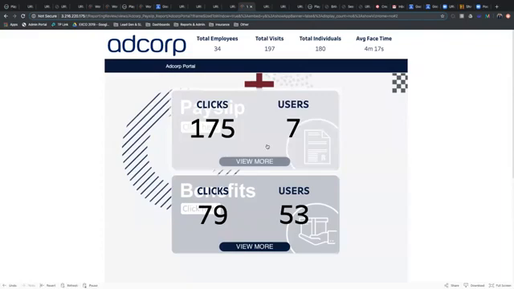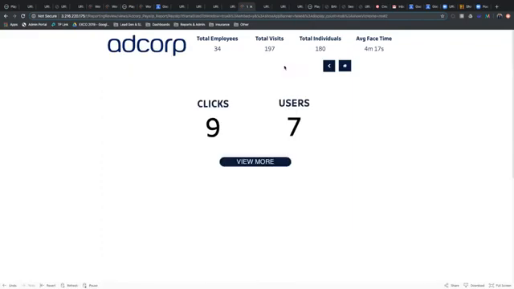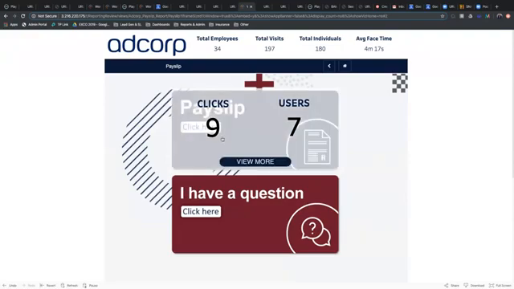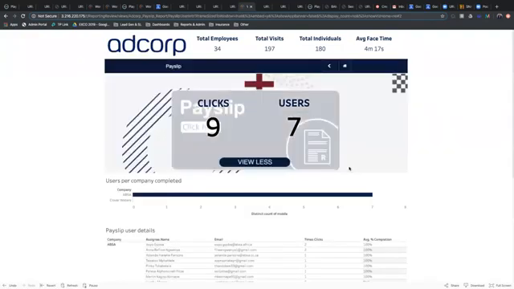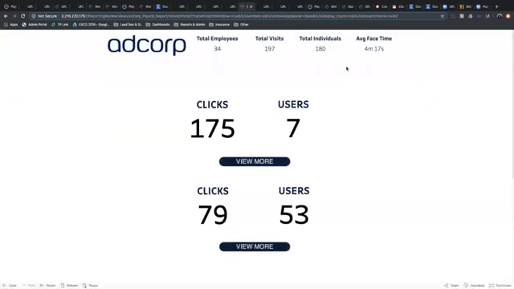How many people have downloaded their payslip this week? I want to see who those people were, how many of them actually accessed their payslip, and I can access the clicks or the users. In this case, I want to access the whole account, and there are those individuals all in one central area.